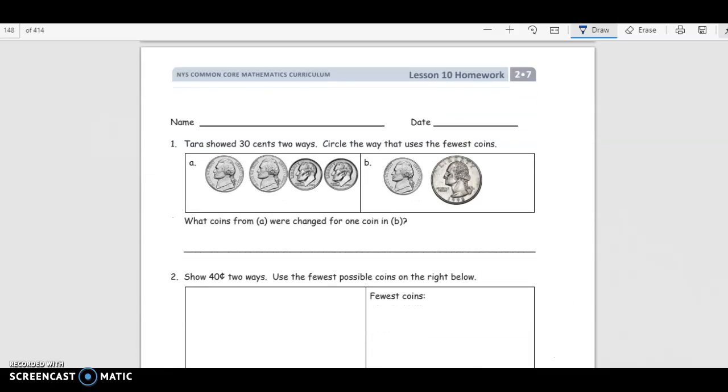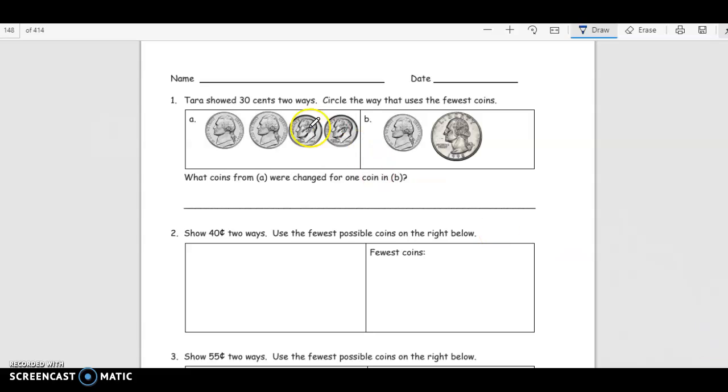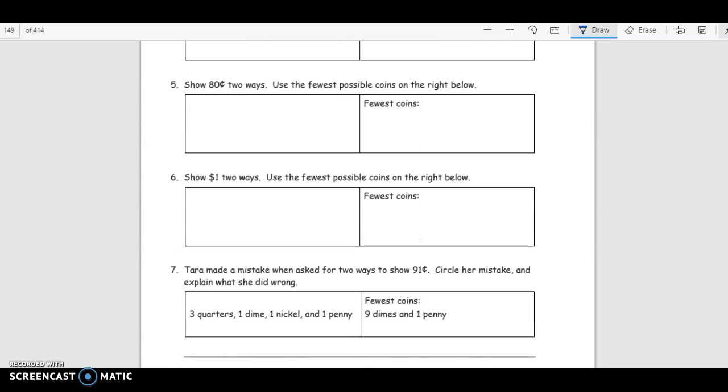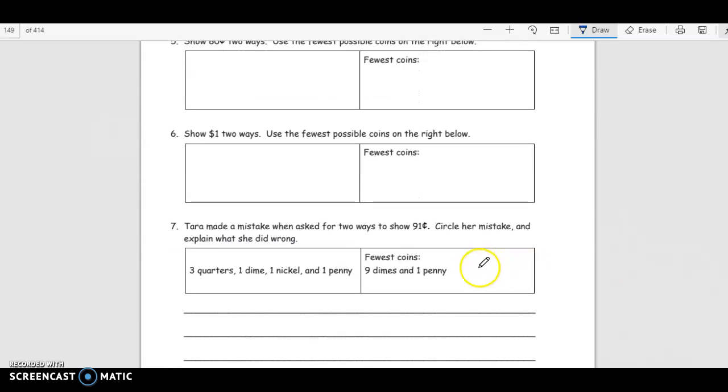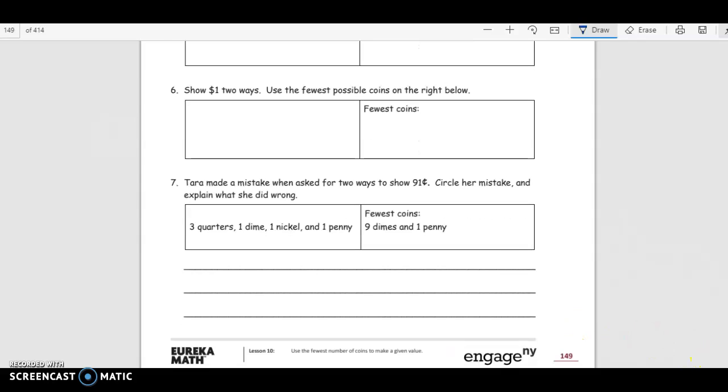On the lesson 10 homework, it's more of the same. The first one draws the coins for you, and 2 through 6, you have to draw them yourself. Number 7 says, Tara made a mistake when she asked for 2 ways to show 91 cents. Circle her mistake and explain what she did wrong. So you actually have to figure out what she did wrong. You could do this by doing it correctly yourself and just see where she made a mistake.